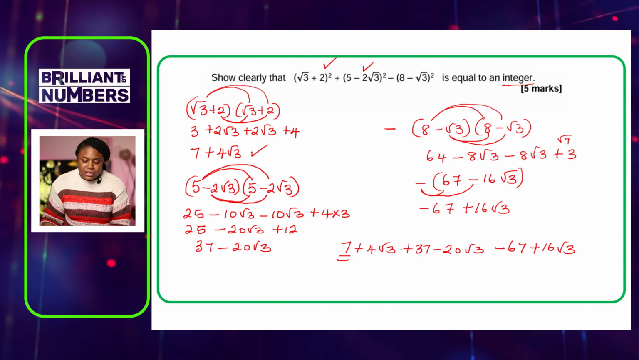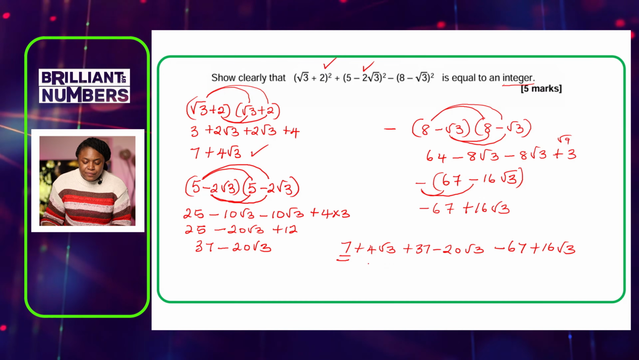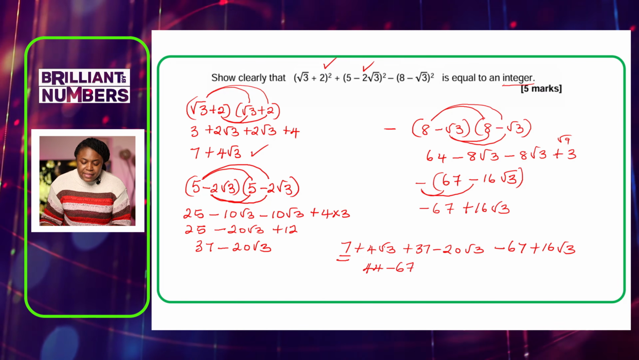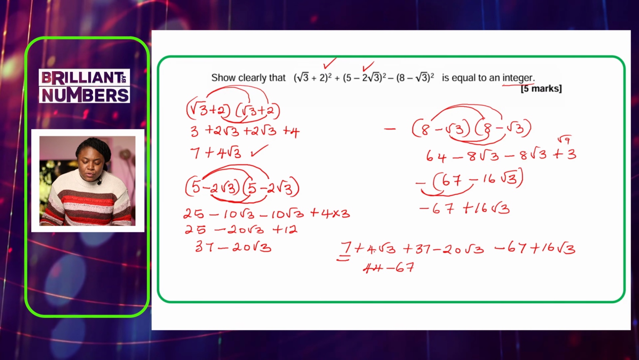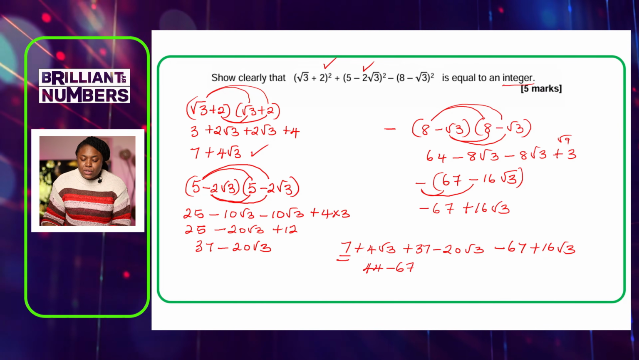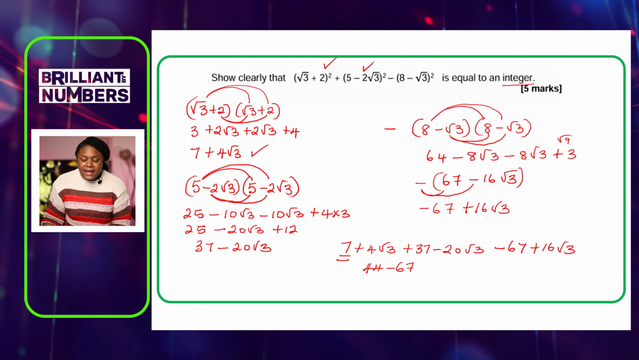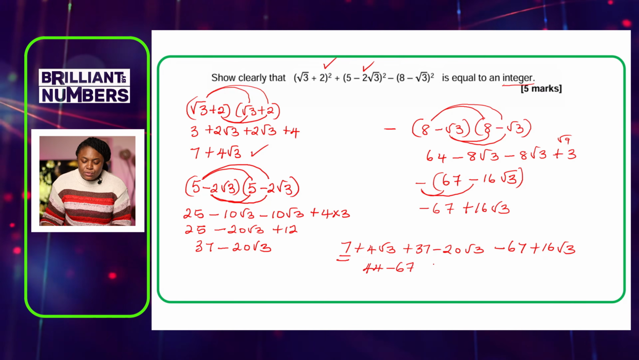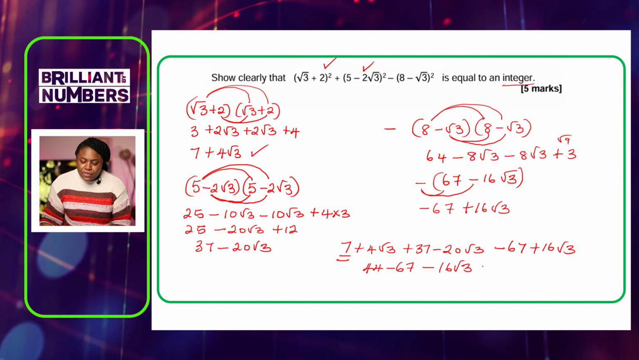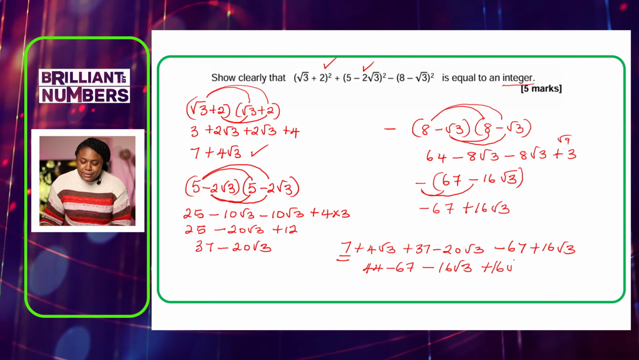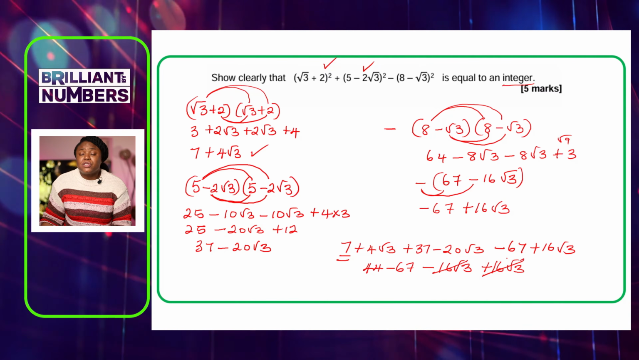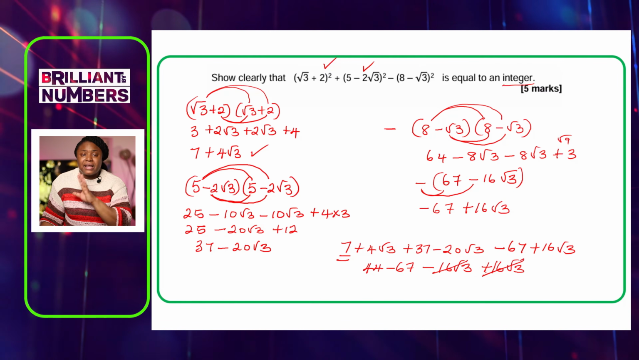So 7 plus 37, that is 44. So 44 minus 67, let's put that together. And then we've got 4 root 3 and minus 20 root 3, and also 16 root 3 here. So we're going to simplify this bit. If we simplify 4 root 3 minus 20 root 3, we get minus 16 root 3. And here we've got another positive 16 root 3. We can see here that these two bits cancel out because one is positive and one is negative, so that cancels out to 0.